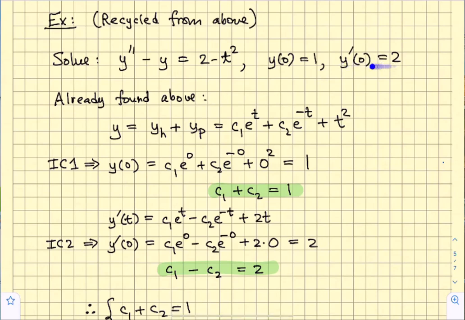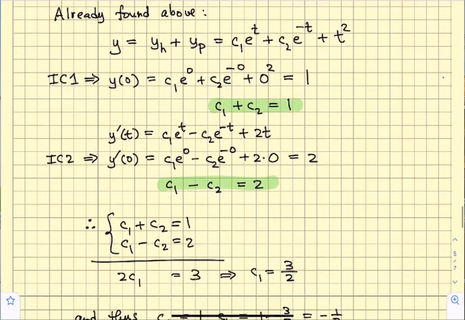Before I can apply the second initial condition, I have to find the derivative of y. So I'll just take the derivative of this. Then I'll apply the second initial condition. y prime at 0 is c1 e to the 0 minus c2 e to the minus 0 plus 2 times 0. And the initial condition is 2, so I have to set that equal to 2. When the algebraic dust settles here, this gives me c1 minus c2 equals 2. Highlighted in green, we have two algebraic equations and two unknowns.